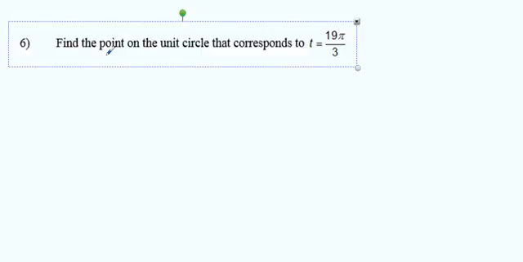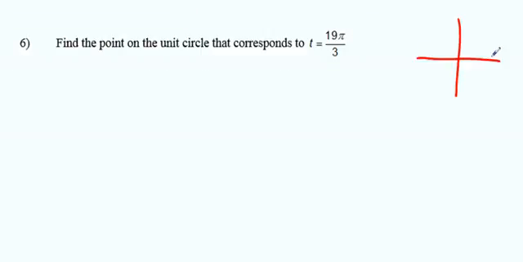Find the point on the unit circle that corresponds to 19 pi over 3. So if you think about the unit circle, this is 3/3, 6/3, 9, 12, 15, that's 18 pi over 3. And we need to go 1/3 more to get to 19 pi over 3. So 1/3 puts us over here. And that was a pi over 3 angle.